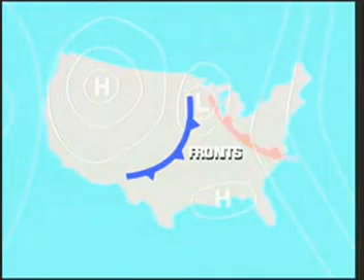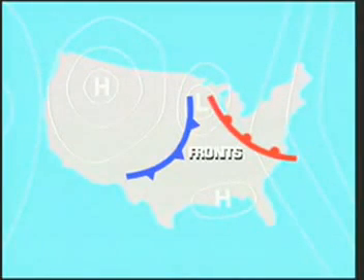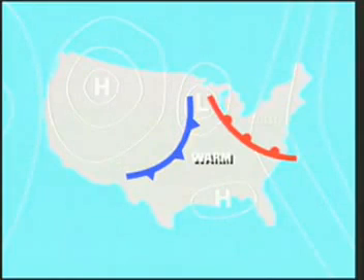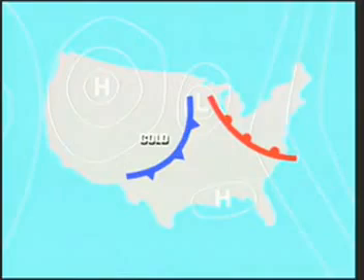The red symbol represents a warm front. It's called that because it is a place where warm air is moving into and replacing cold air. The blue symbol represents a cold front. This is an area where cold air is moving into and replacing warm air.